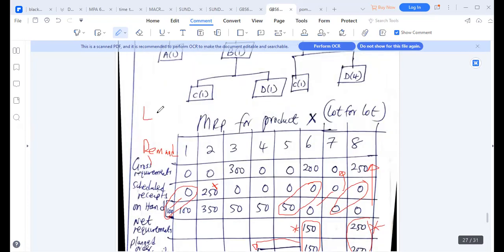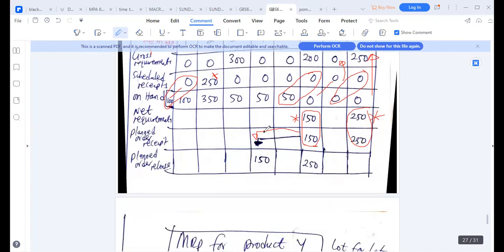So lead time was 2. So this is the reason why we are to take back this 150, to this other side. So 150 came here, even this 250 coming back twice. So it's from here to here. This is the 250. So this one from here to here. So it's the planned order release, you take into consideration the lead time.